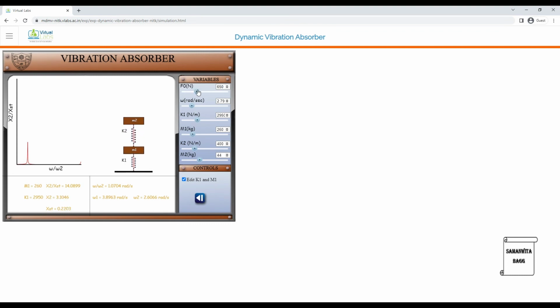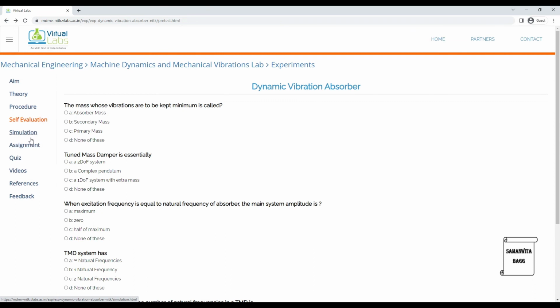So you can just change the value of force. So you can increase the force and check out these graphs. You can change omega. So you can see here there is a difference in the graph obtained. So that's the simulation part.